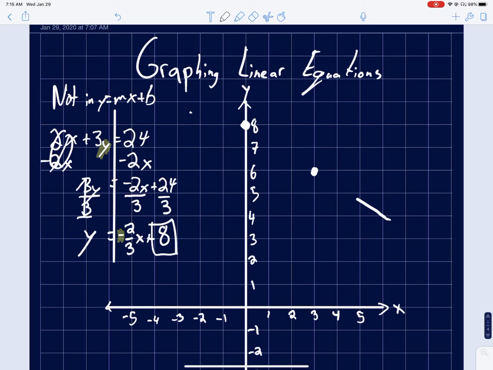So we'll draw our line. Remember, you only need 2 points to create a line. And we are done. Not too bad. Not too bad in my personal opinion.